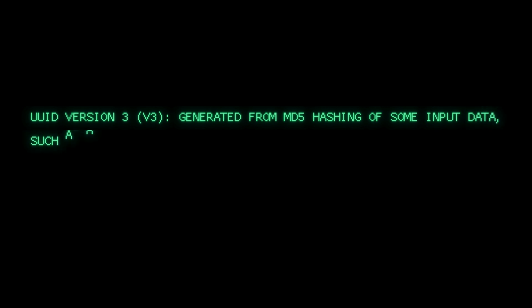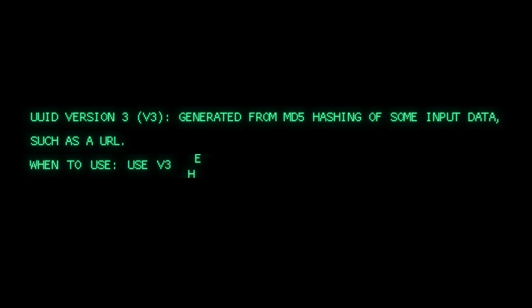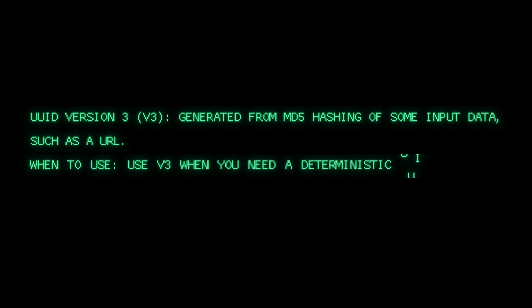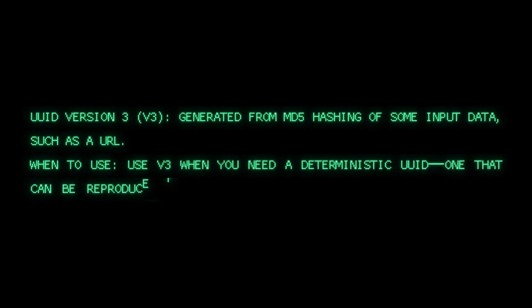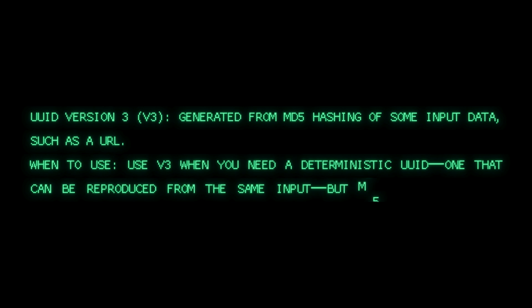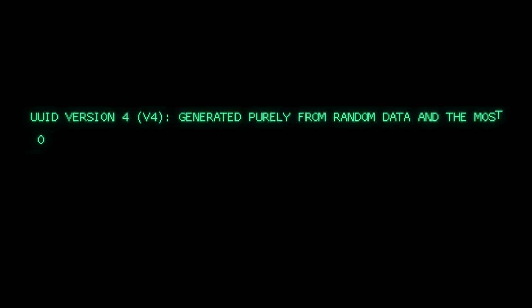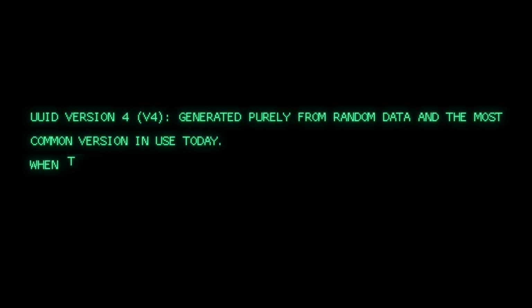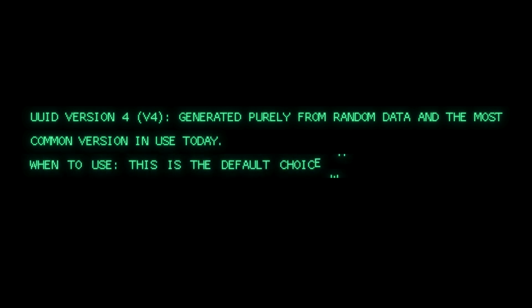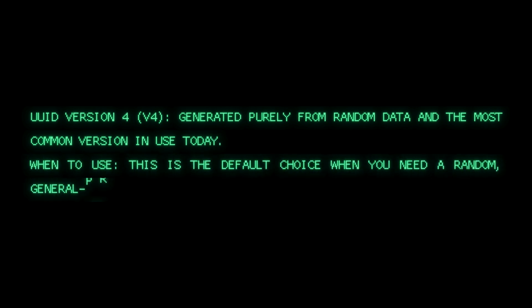UUID version 3, v3, generated from MD5 hashing of some input data, such as a URL. When to use v3: when you need a deterministic UUID, one that can be reproduced from the same input, but MD5 is outdated and insecure. UUID version 4, v4, generated purely from random data, and the most common version in use today. When to use: this is the default choice when you need a random, general-purpose UUID.